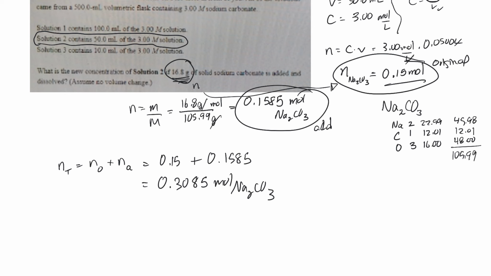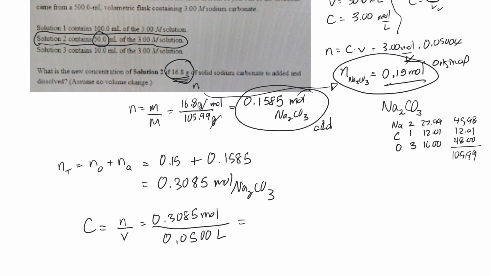Well, the volume wouldn't have changed much. I think I'm still going to have 50 milliliters; putting in 16 grams won't have changed the volume much. So let's assume the change in volume was negligible. So the new concentration is going to be moles divided by volume. The moles are 0.3085 moles, and the volume is 0.0500 liters.